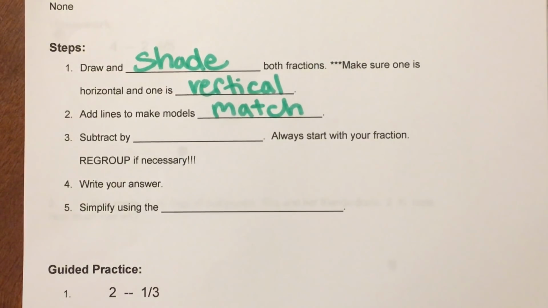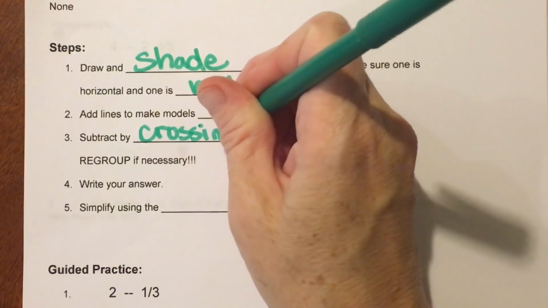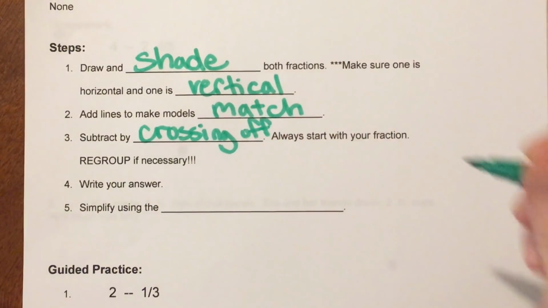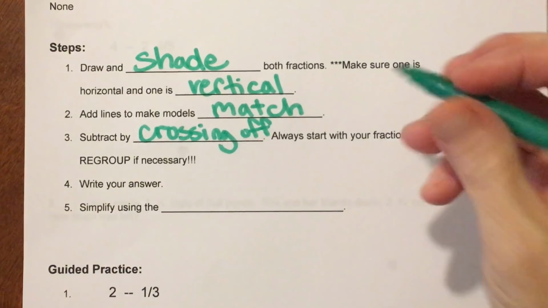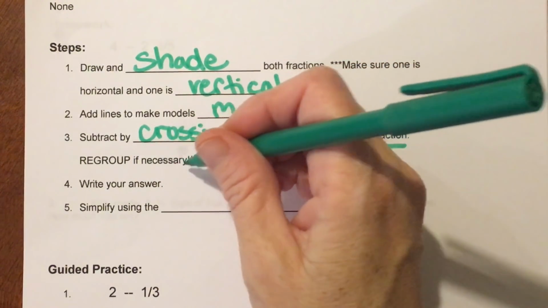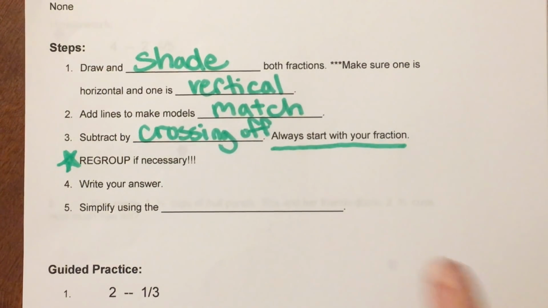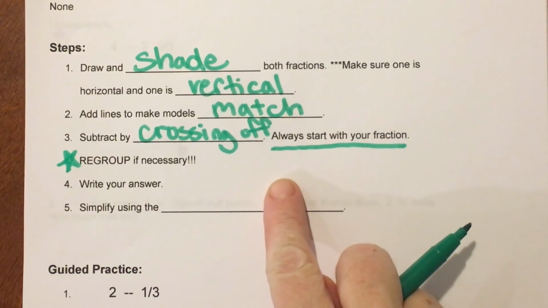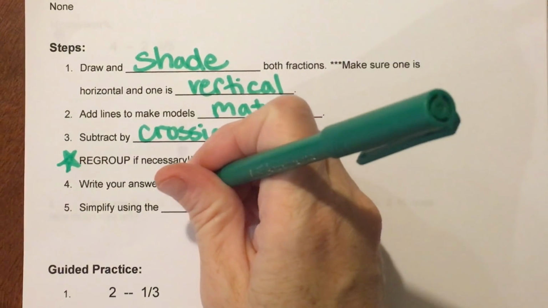Then we're going to subtract by crossing off. And this one's going to be really important that you follow this. You always start with your fraction. Always start with your fraction. And then our new thing that we added is we're going to regroup if necessary. So those two things are going to be really, really important: always start with your fraction and regroup if necessary. Then we're going to write our answer and we're going to simplify using the GCF.